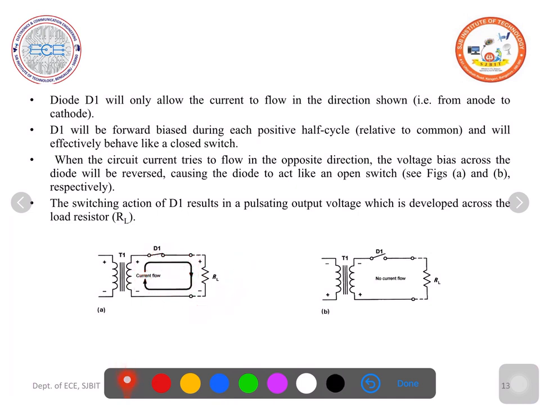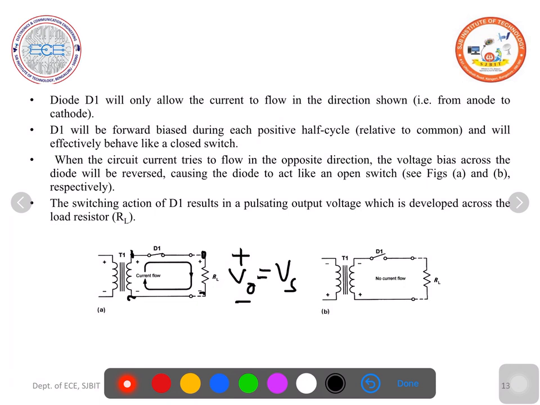Now let us try to calculate or see what will be the output voltage across the load. So this load resistance is in parallel with the secondary winding of the transformer. In between nothing is there because we assumed the diode as an ideal diode. So output voltage will be the same as the secondary voltage. Later we will see the waveforms.